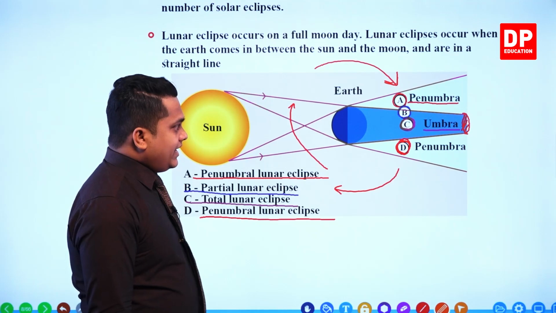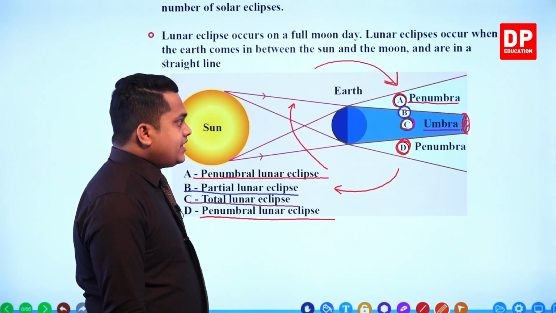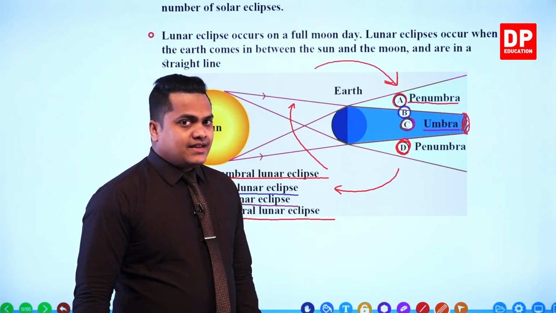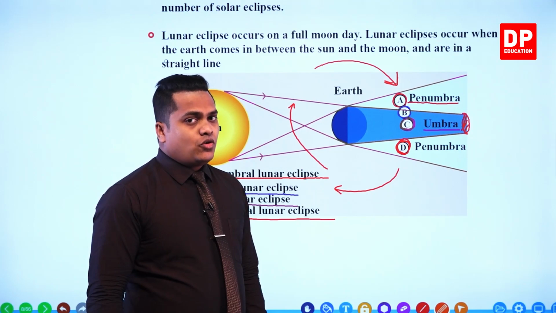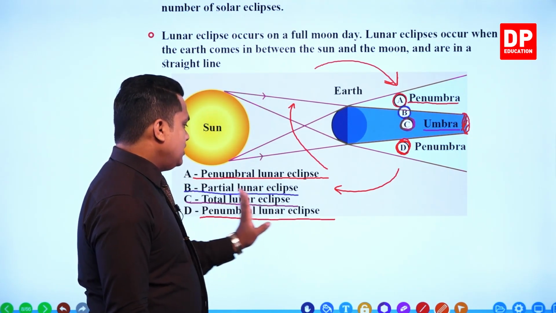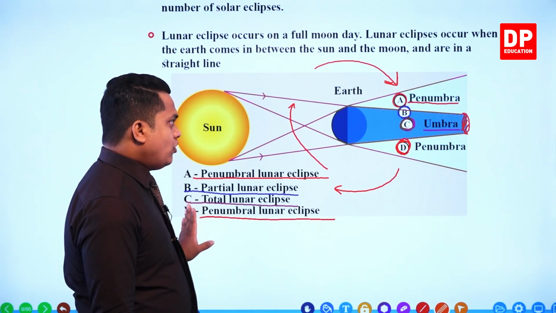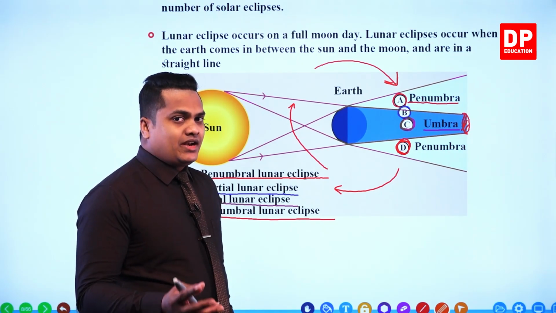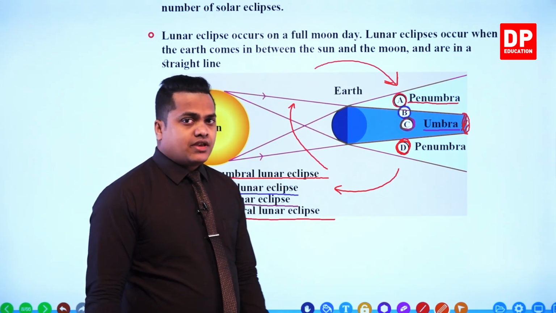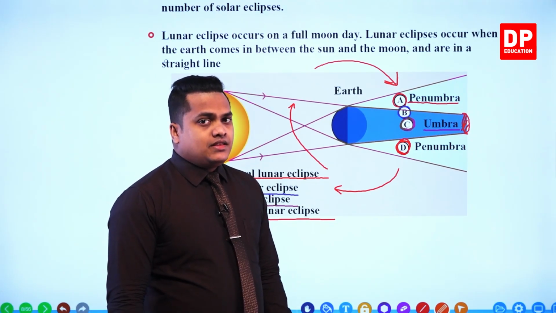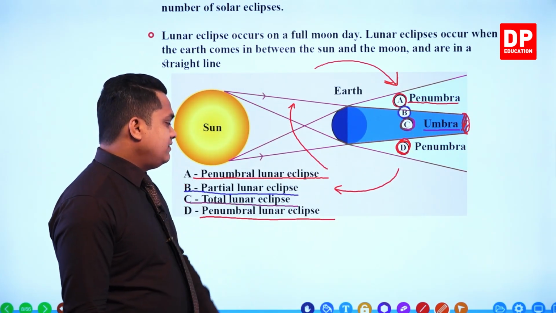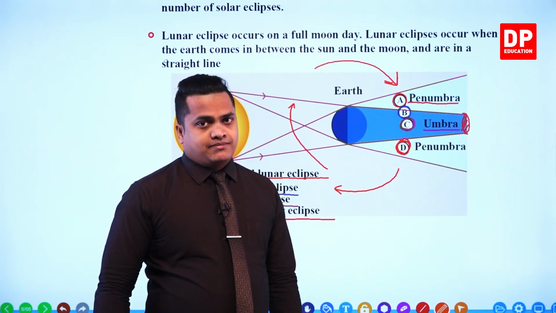If the moon is located entirely on the umbra region of the planet Earth, like in instance C, then, my dear children, a total lunar eclipse can be observed. Total lunar eclipse, like in C. Then if a portion is located on the umbra region and the other portion is located on the penumbra region, like in instance B, we can observe a partial lunar eclipse.